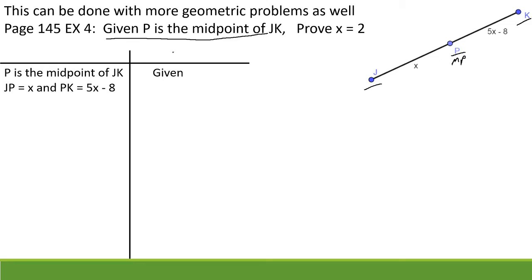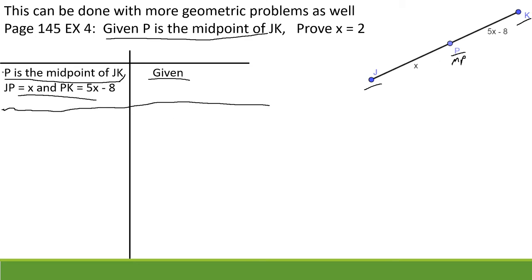So it says P is the midpoint of JK, and we know that JP is equal to x and PK is equal to 5x minus 8. So this is all given. This is given in the statement, and these two items are given in the actual picture. So this is all given information. So I'm going to put a bar here to kind of separate my steps.